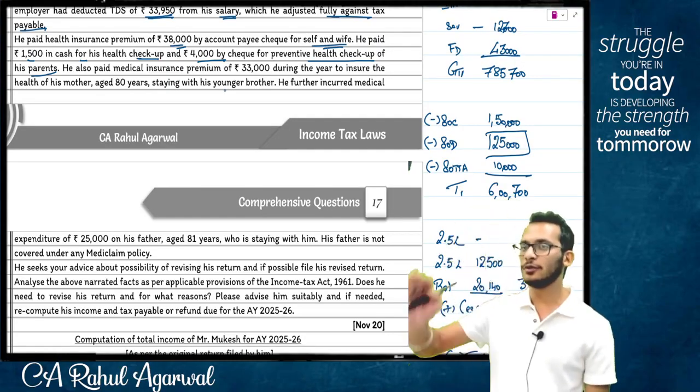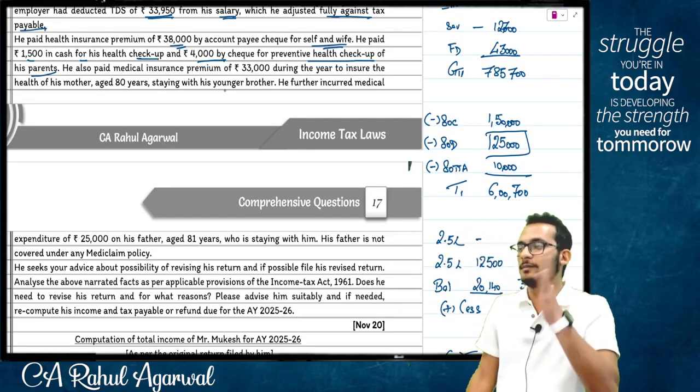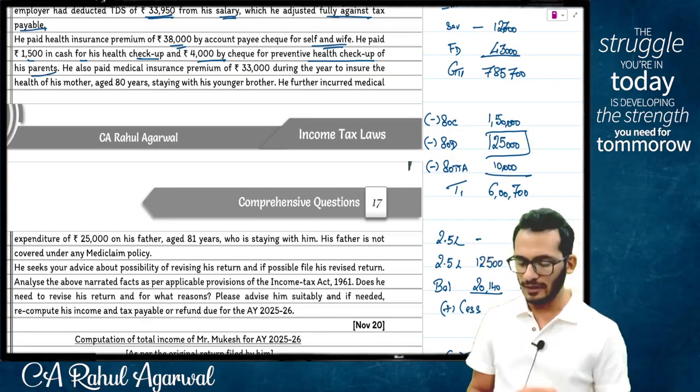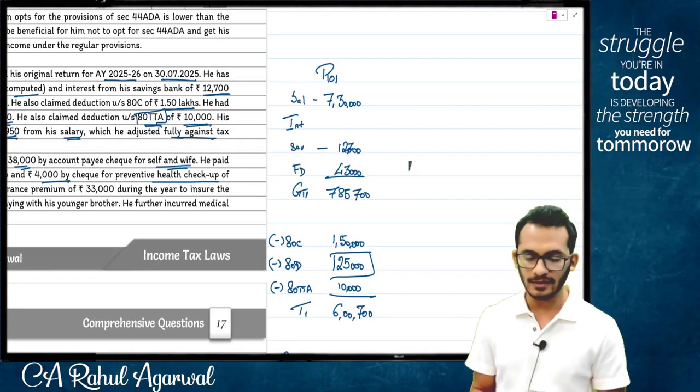So which means now you have been approached as a CA and they are telling you, boss, this is the statement, you tell me what is correct. Now we as a CA have to correct everything. Let's start correcting things, people.